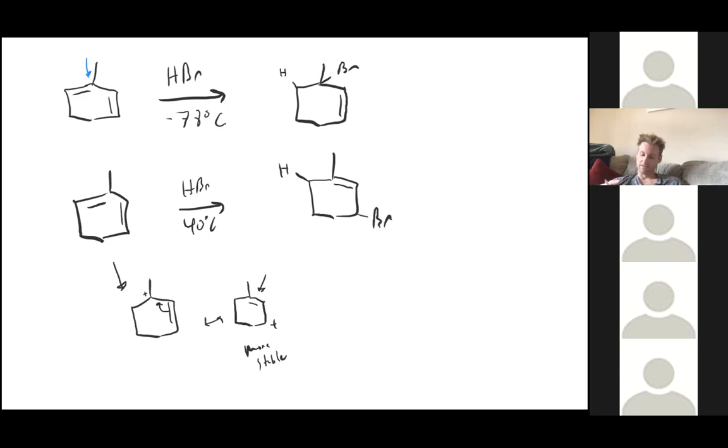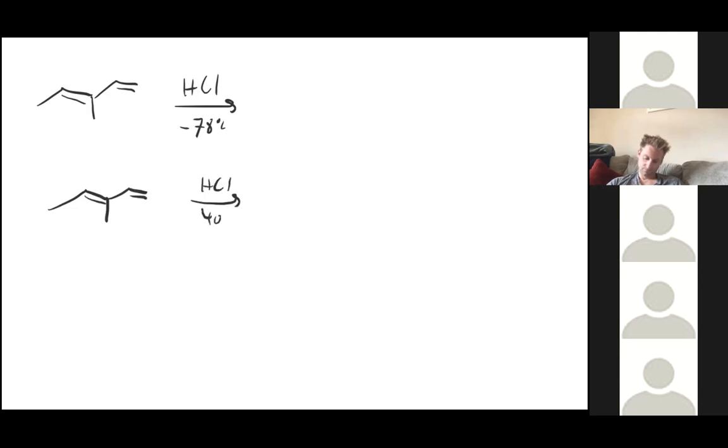Okay, I'm going to draw out an example, have you guys work through them, give you guys a few minutes, and then we'll talk through it together. So I want you to do this example here with HCl, same concept, just chlorine, at both negative 78 degrees as well as 40 degrees. So I'll give you guys a few minutes to work through this, and then we'll talk through it together.